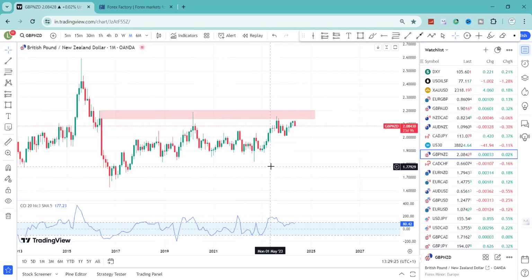I want to just make this quick analysis on GBPNZD and show you all the possible ways to look at GBPNZD and also all the multiple time frames that we could look at it.